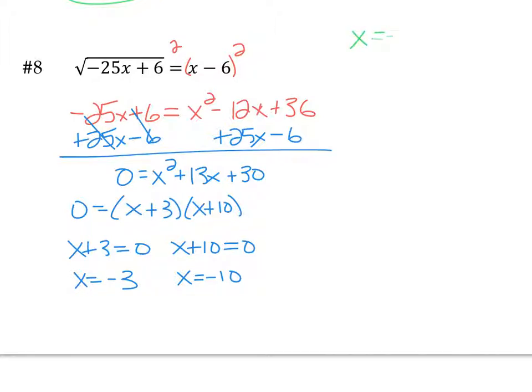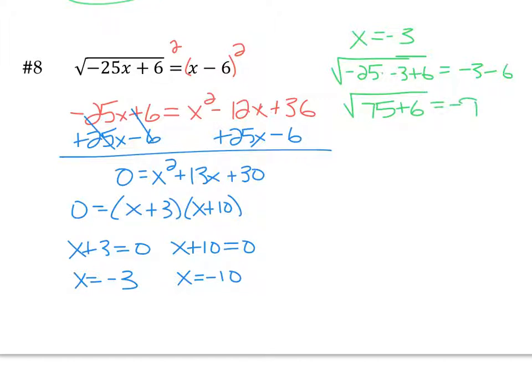So first we'll check x equals negative 3. So that's going to be the square root of negative 25 times negative 3 plus 6 equals negative 3 minus 6. So we have the square root of 75 plus 6 equals negative 9. 75 and 6 is 81, so the square root of 81 equals negative 9. We should be noticing a square root equaling a negative. And this doesn't look very promising. Negative 9 does not equal positive 9, so negative 3 is not a solution.